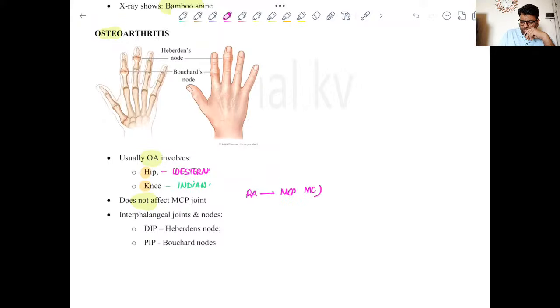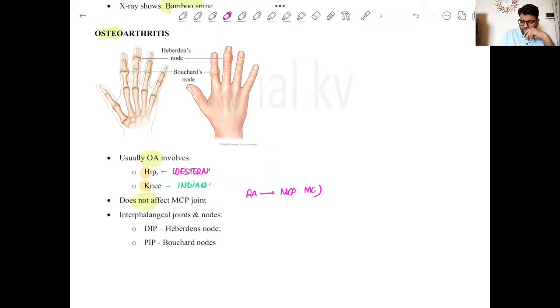Then we can see involvement of DIP as well. So this is one more differentiating point, because no DIP in rheumatoid arthritis, but here we can see involvement of DIP. So this is involvement of DIP, and there is formation of Heberden's nodes. In PIP there is formation of Bouchard's nodes. So these are the nodes at different interphalangeal joints.